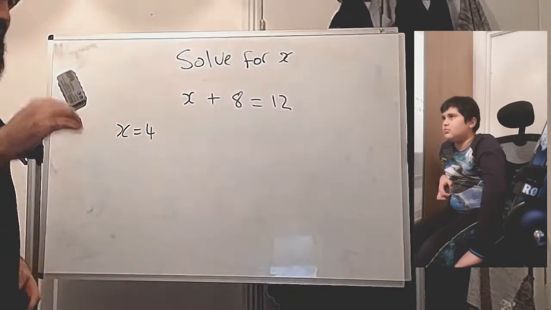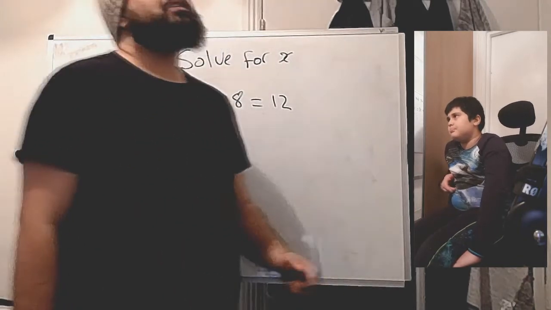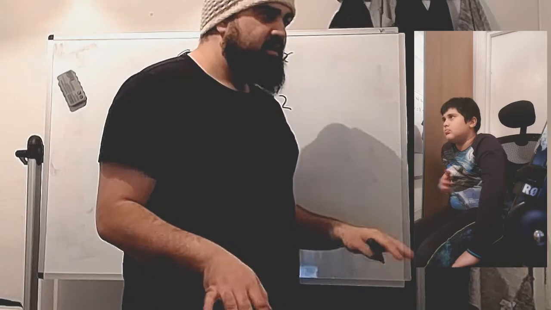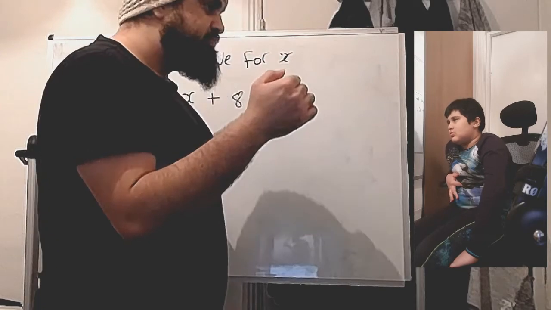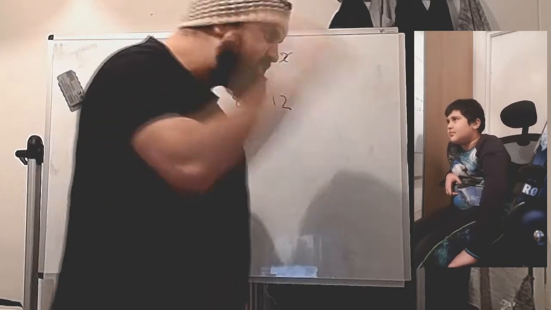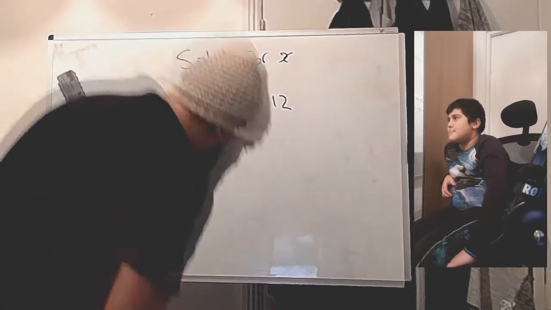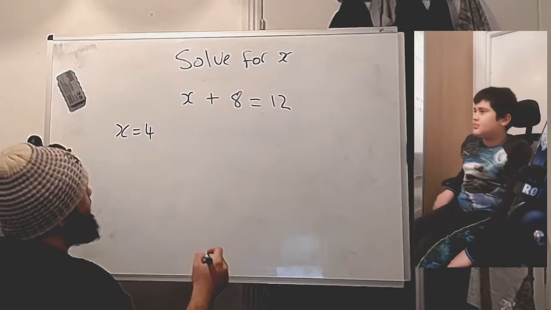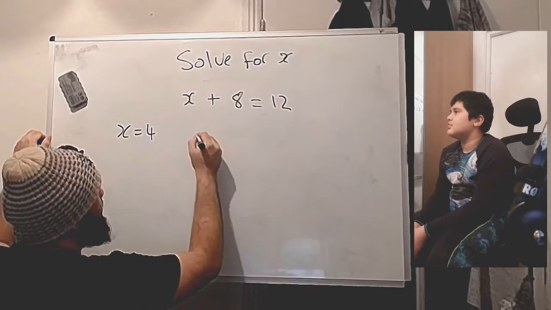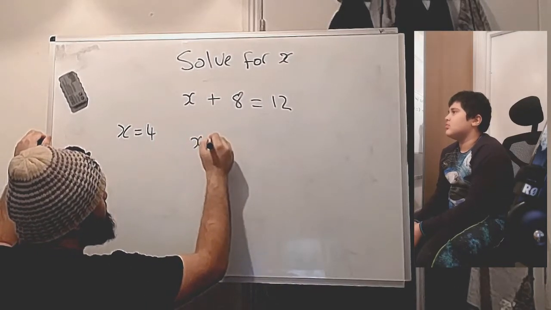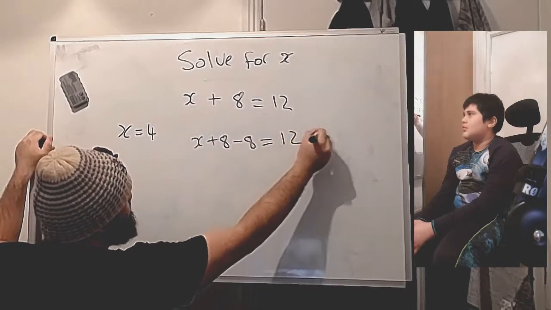But I want to show you how in maths we actually do this. Because in maths there is no guesswork, right? Apart from some parts of maths. But mostly we work out things specifically, with precision. How do we do that? Watch, my friend. Watch carefully. I'm just going to do it, and you just tell me if you understand it or not. I'm going to say x plus 8 minus 8 equals 12 minus 8.